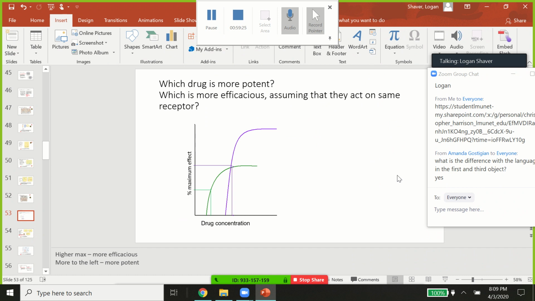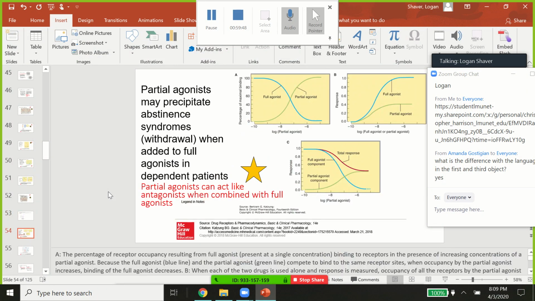Once again, it's just another example. I put the answers down there for you in terms of how you determine it. So the one more to the left is going to have a lower EC50, and therefore it's going to be more potent. However, if the overall graph reaches a higher point, then the one with the higher point is going to have higher efficacy. Therefore, it has a bigger effect.